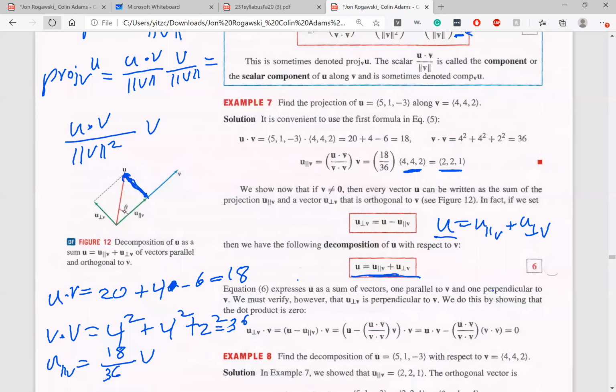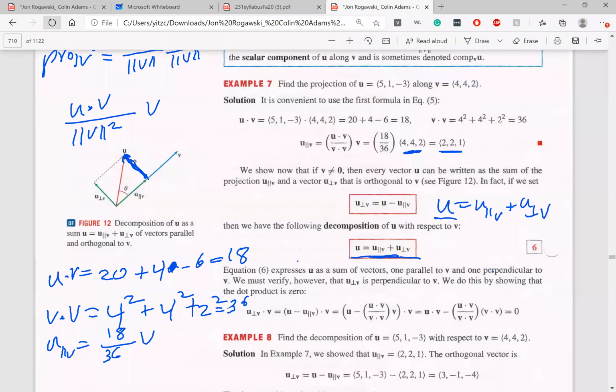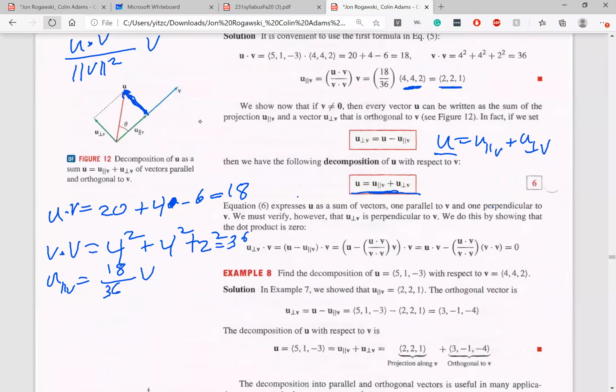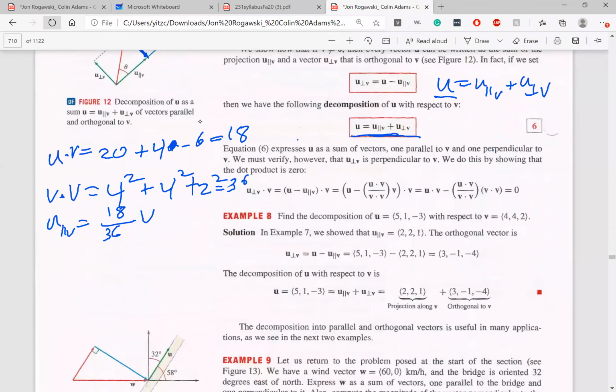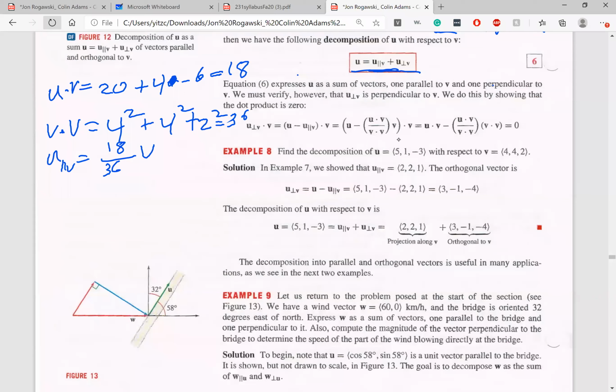In fact, this could also be used to find, if this is your V and this is your U, the distance between your U and your line. So that's another way to solve the problem. So yeah, know how to decompose a vector.